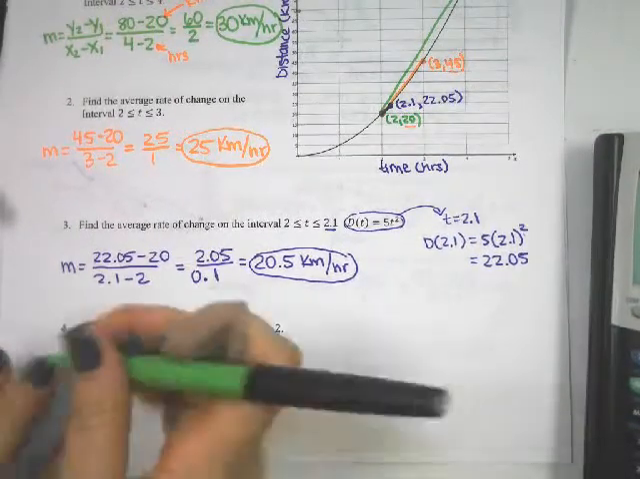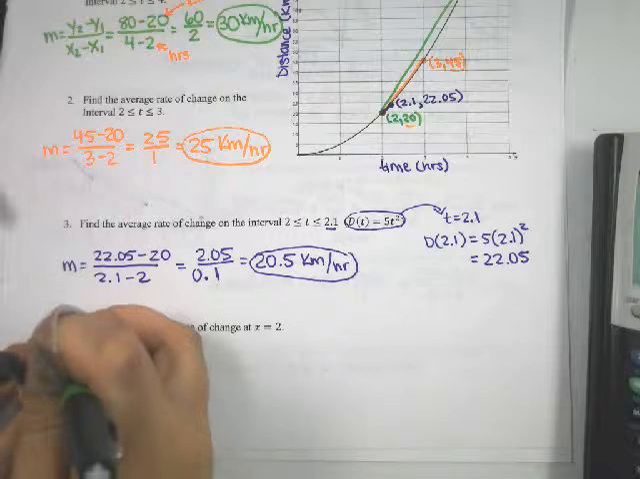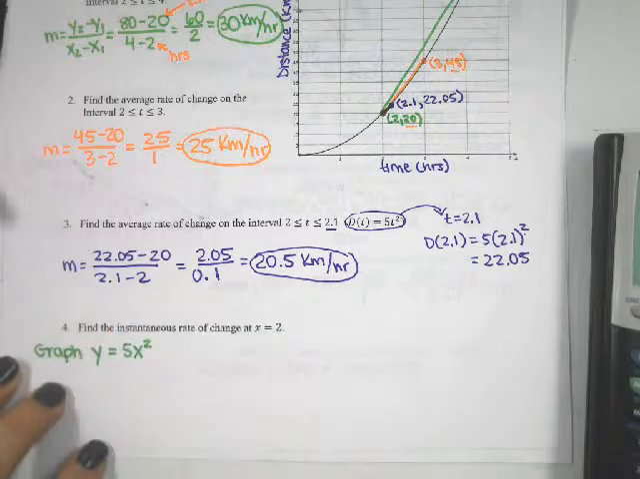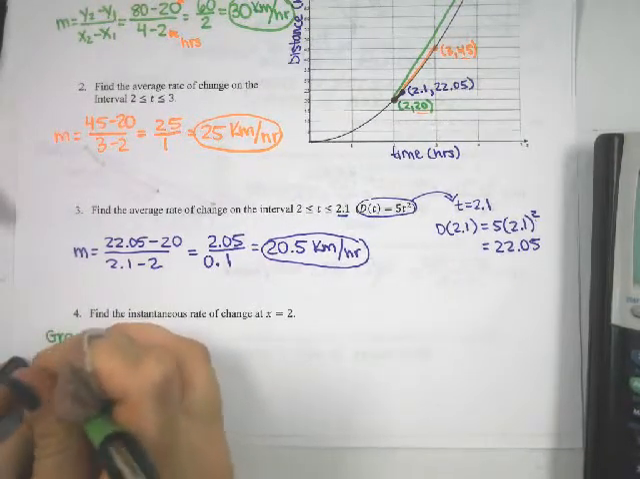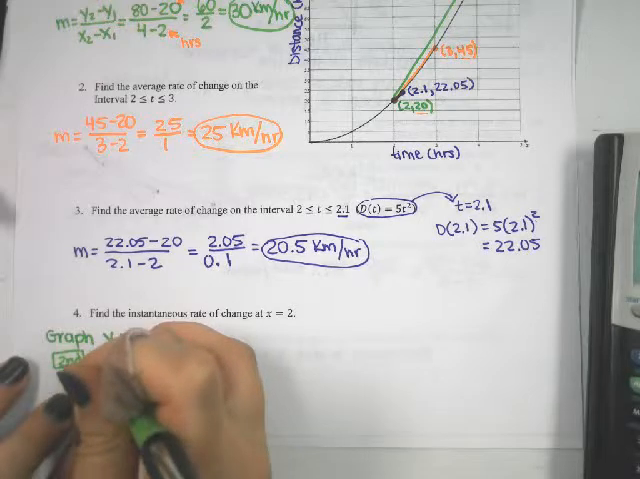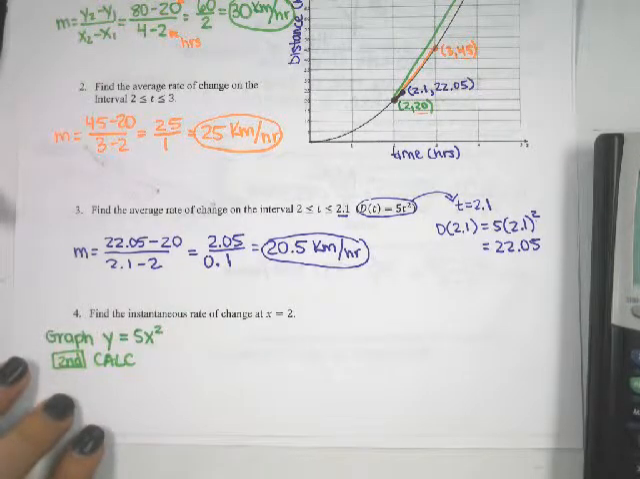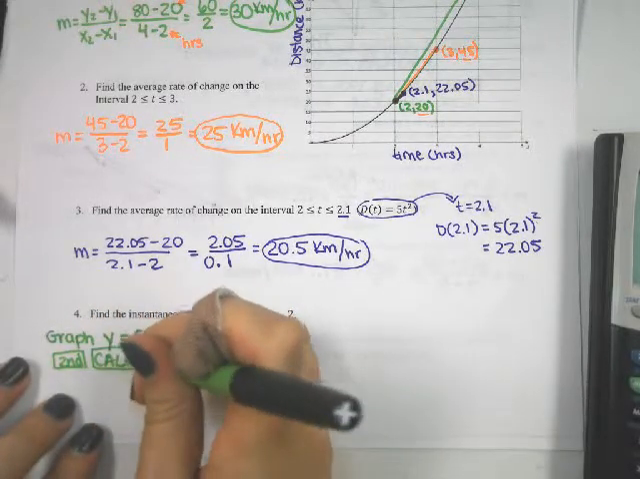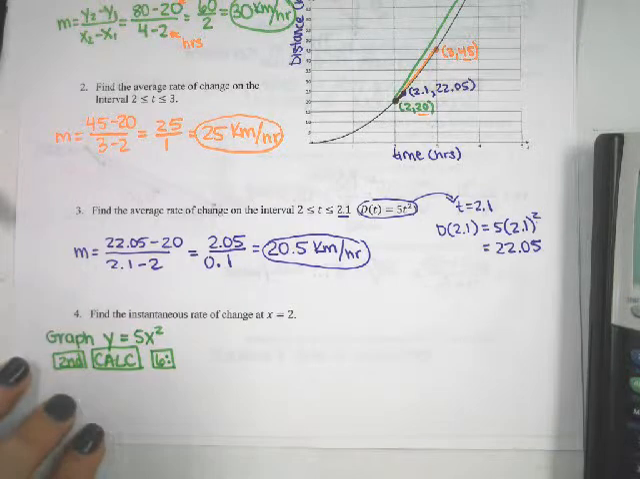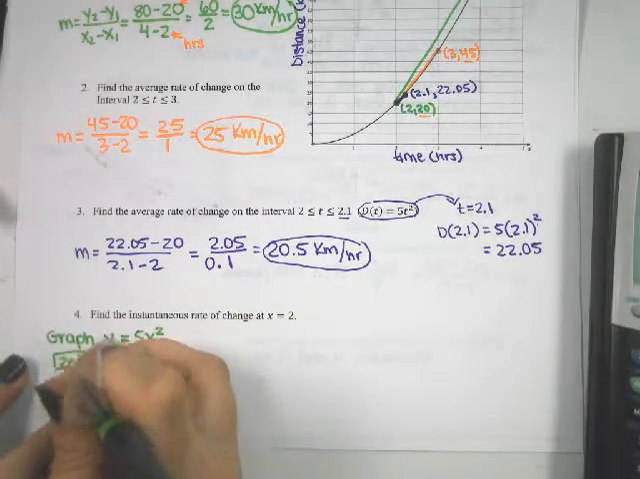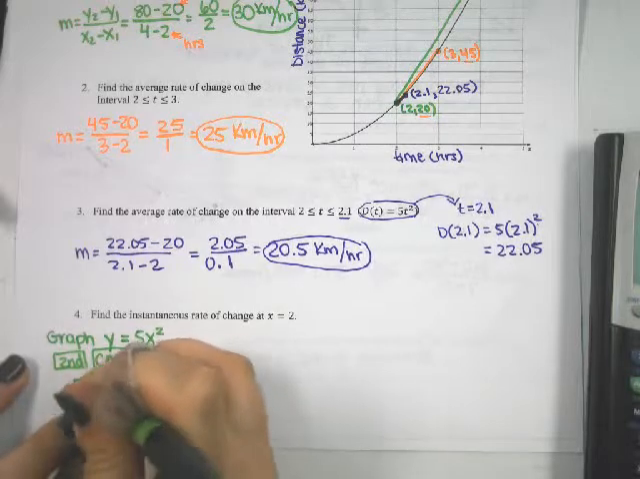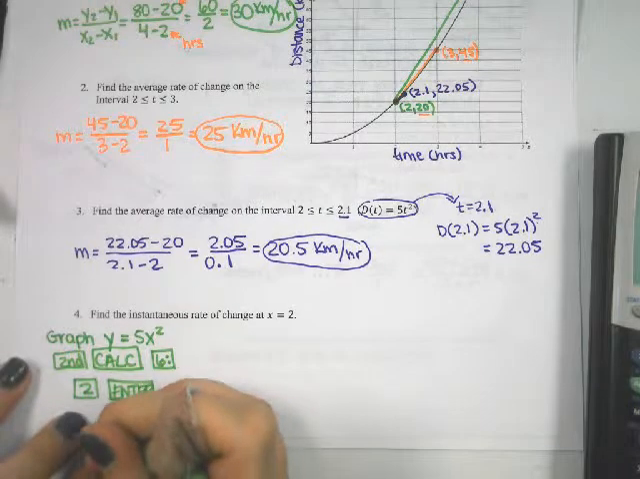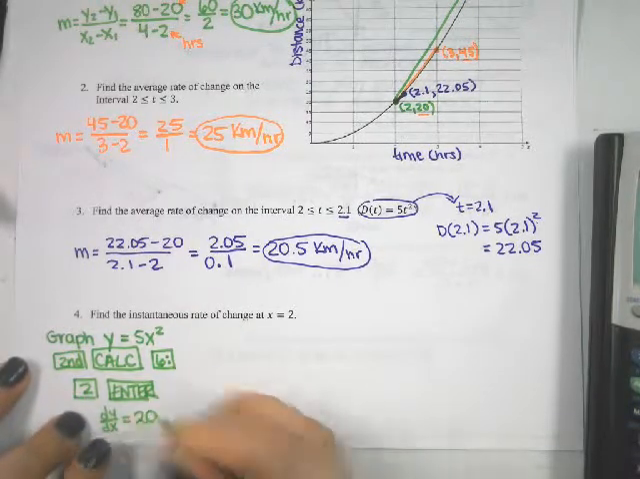So I'll write down our steps here. We graphed y equals 5x squared. We pressed second, calculate. So that's second trace. We've gone there a bunch this year. Number 6. Then we clicked 2 and enter. And that told us dy dx equals 20.